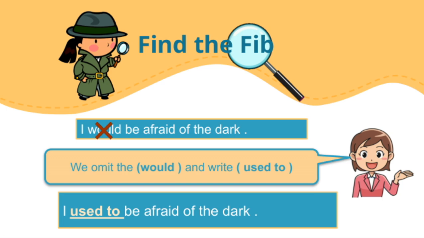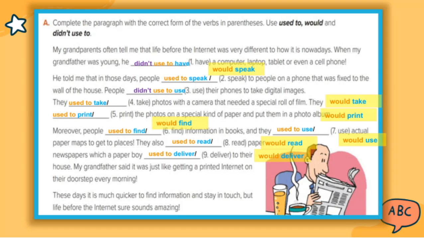Remember, used to is your go-to for past states and habits, while would is more often used for repeated actions or habitual past behaviors. Keep that in mind as we continue. So when we look at the phrase would deliver, it really highlights how in the past, people used to provide or bring something somewhere. Similarly, would read points to how folks used to read, perhaps books or newspapers, more regularly.